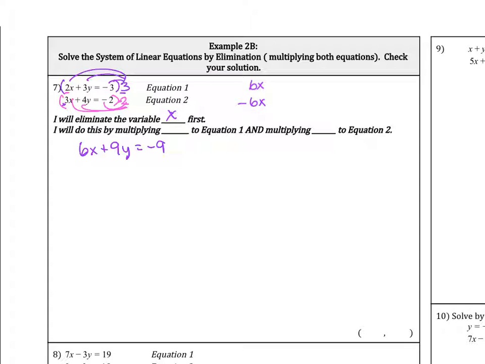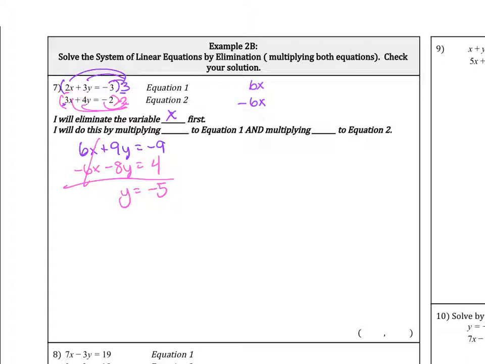Negative 2 times 3x is negative 6x. Negative 2 times 4y is negative 4y. The negative 2 times the negative 2 is a positive 4. The x's canceled. Now we have 9 minus 8. We're left with 1y. The negative 9 plus 4, that is negative 5.